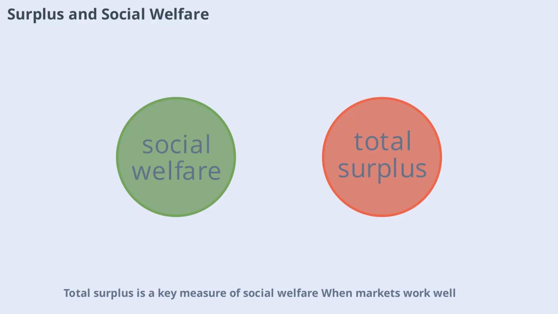Total surplus is a key measure of social welfare. When markets work well, both consumers and producers gain, and society as a whole is better off. Economists use surplus to evaluate policies and market outcomes, always aiming to maximize social welfare and minimize losses.